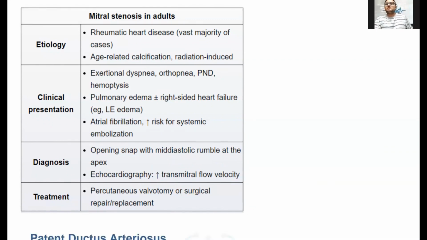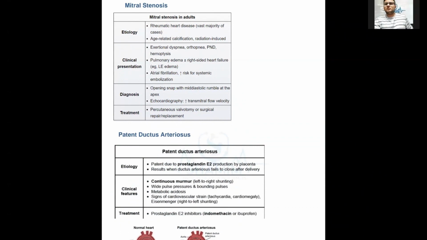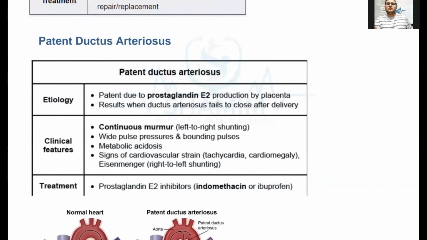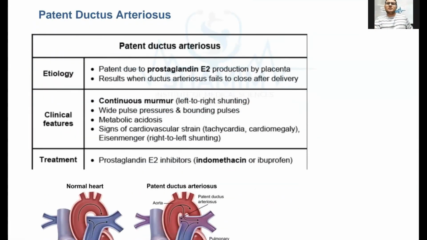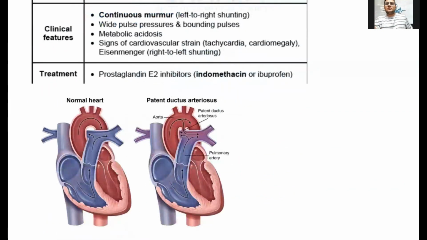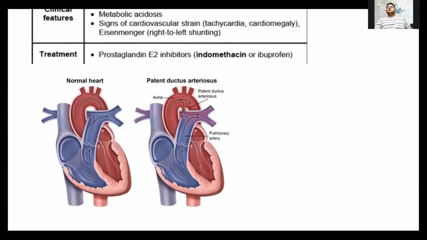Okay. So our last topic is patent ductus arteriosus. So what is patent ductus arteriosus? We discussed in normal physiology, and in the fetal circulation, what the ductus arteriosus is. Ductus arteriosus is like a connection between the pulmonary trunk and the descending aorta. You can see this. This is the ductus arteriosus. Normally it closes after birth, but when it is not closed, it is patent ductus arteriosus.